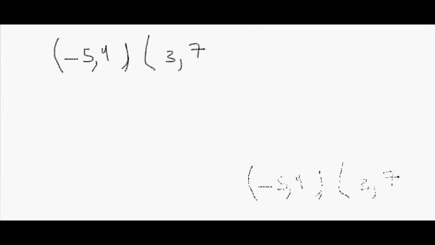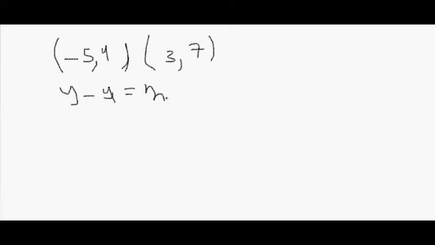Now for 52 to 55, it's different. You need to use another formula because you have 2 points, such as -5 and 4, and 3 and 7. To solve this, you need to use the following formula: y minus y1 equals m times x minus x1. Okay? So this is x and this is y. This is x1 and this is y1.